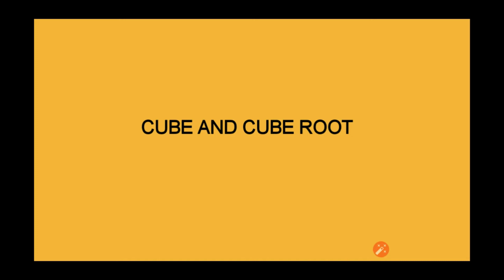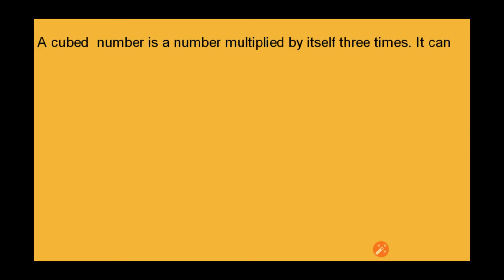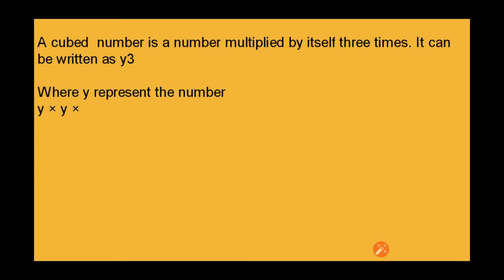Cubed numbers. What is a cubed number? A cubed number is a number multiplied by itself 3 times. It can be written as y raised to the power of 3, where y represents the number, in the sense that y raised to the power of 3 can be written as y times y times y, which gives us y cubed or y raised to the power of 3.